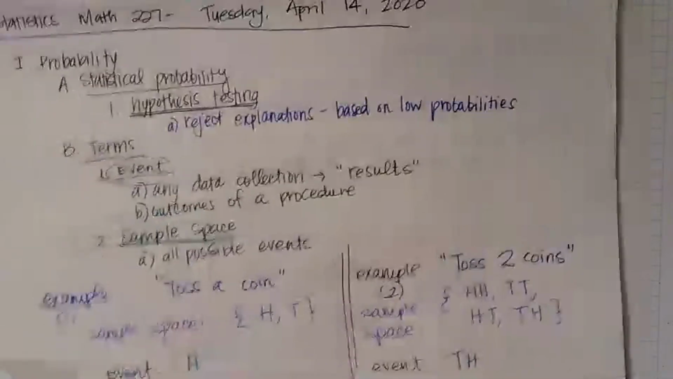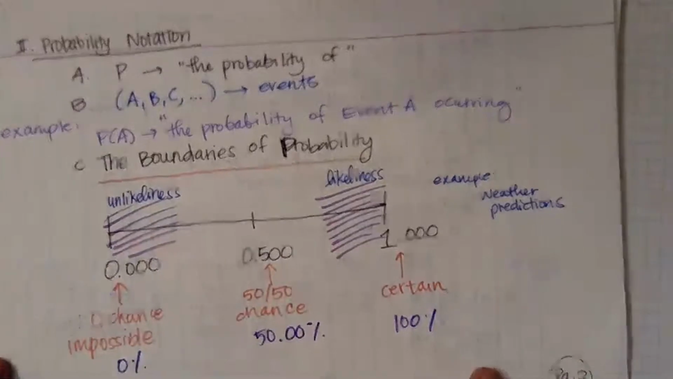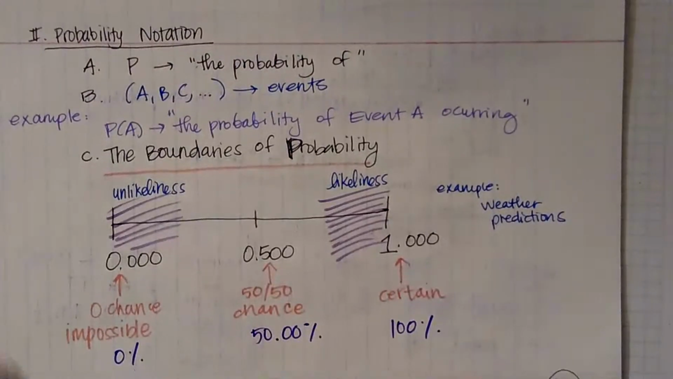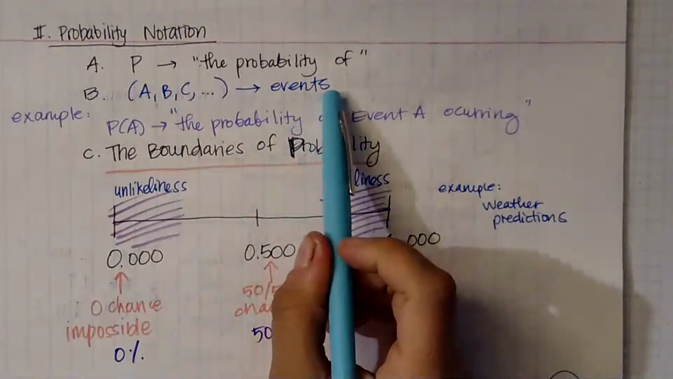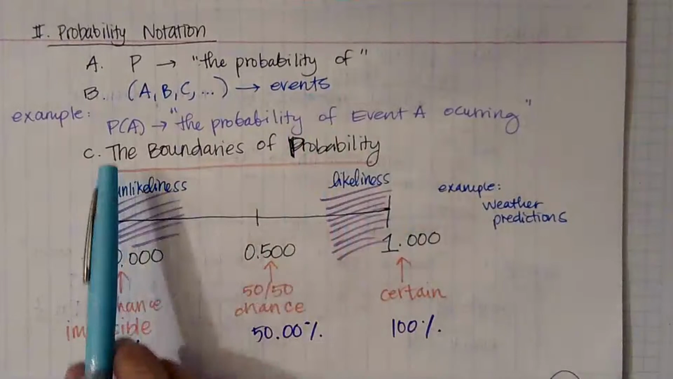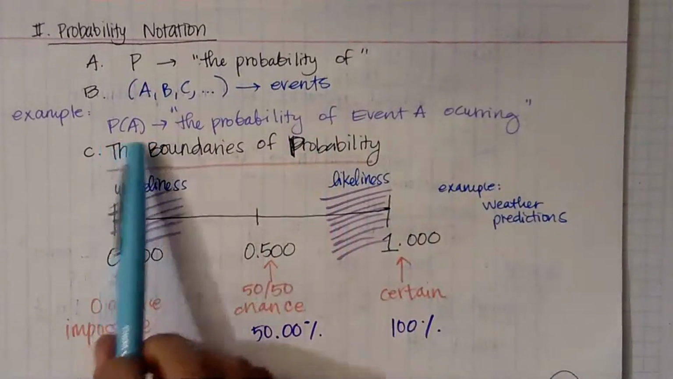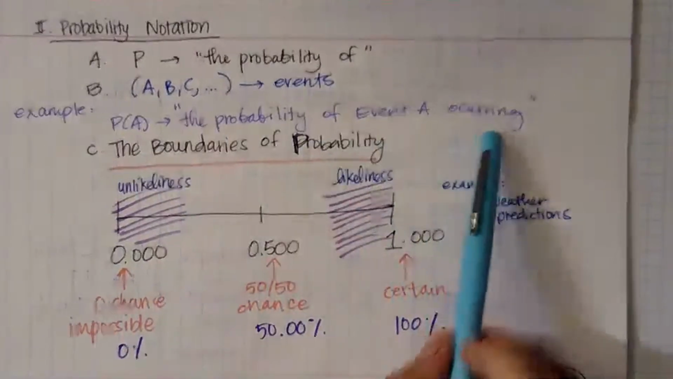Okay? So now moving on to some probability notation. P means the probability of, and A, B, C, D, E, all different events, are the actual events. Okay? So let's look at what it reads. P of A means the probability of event A occurring.